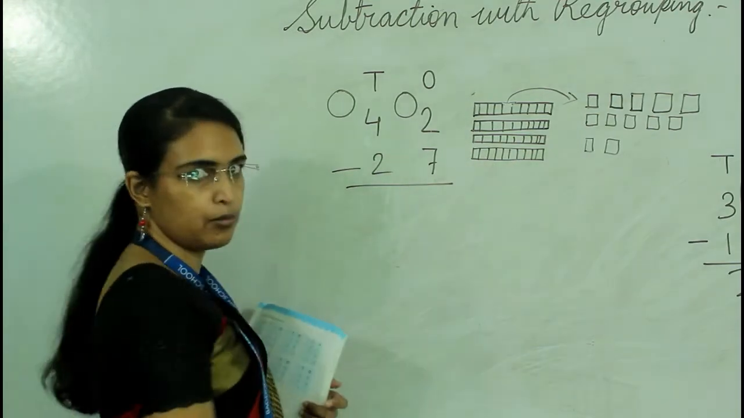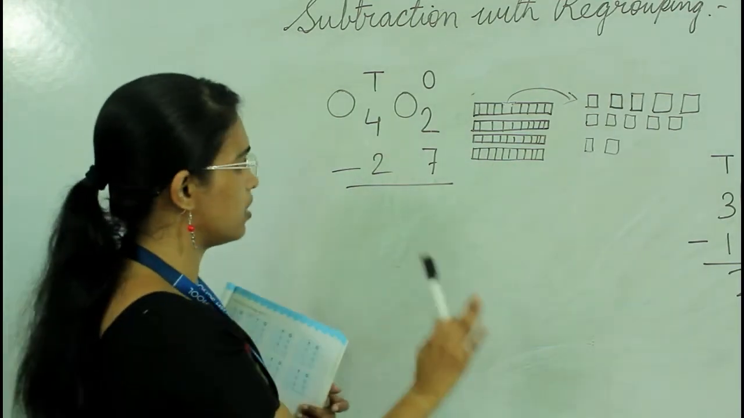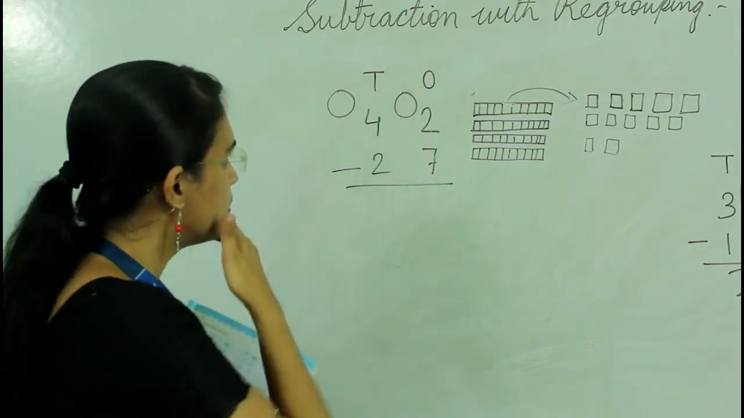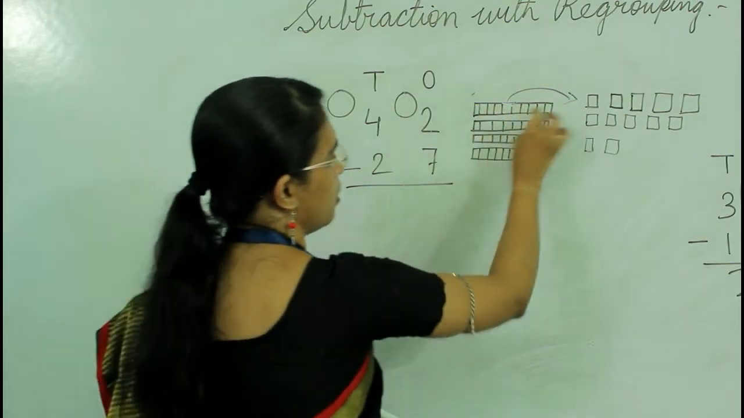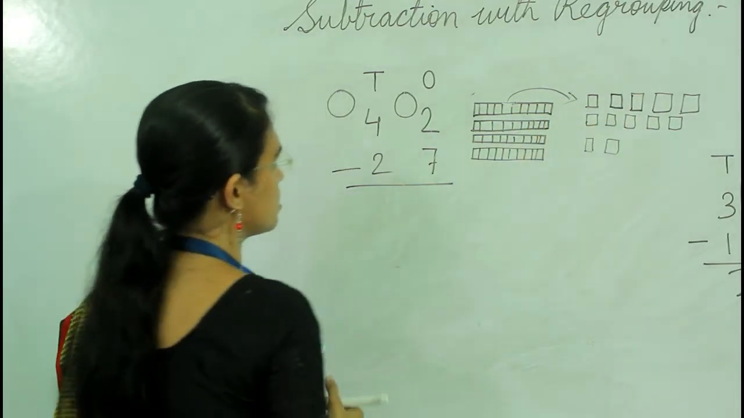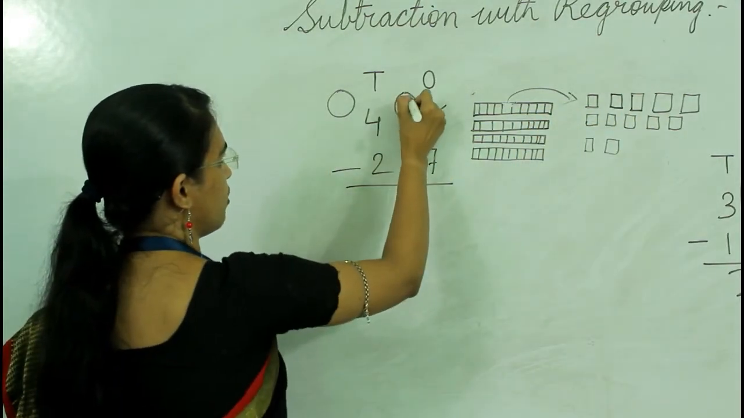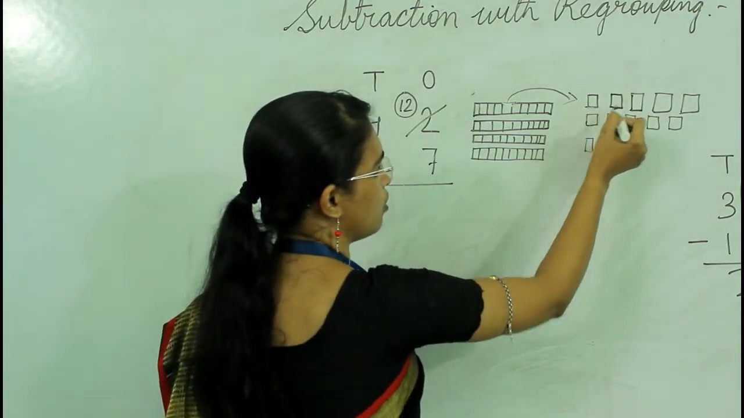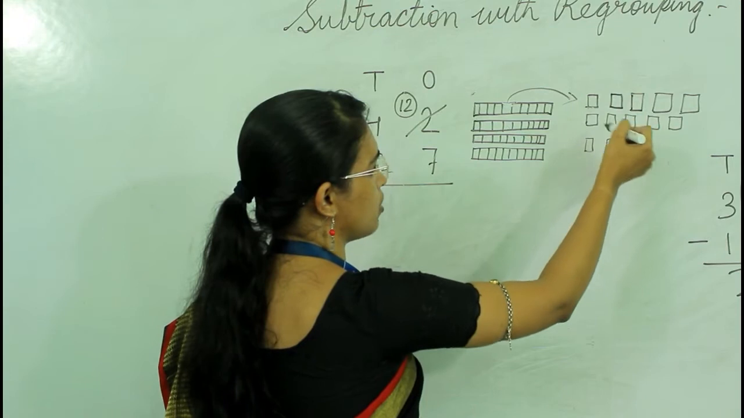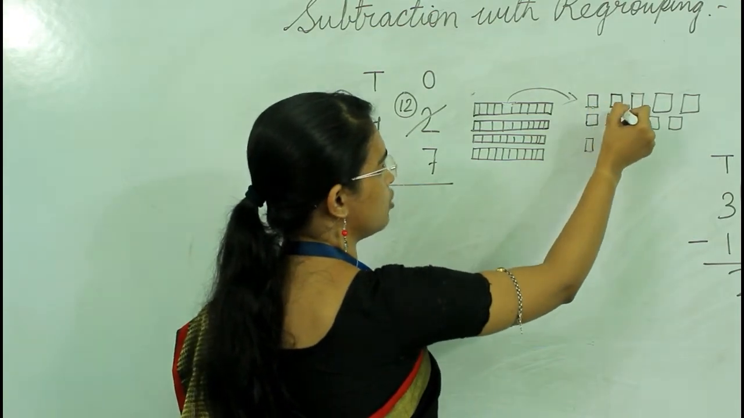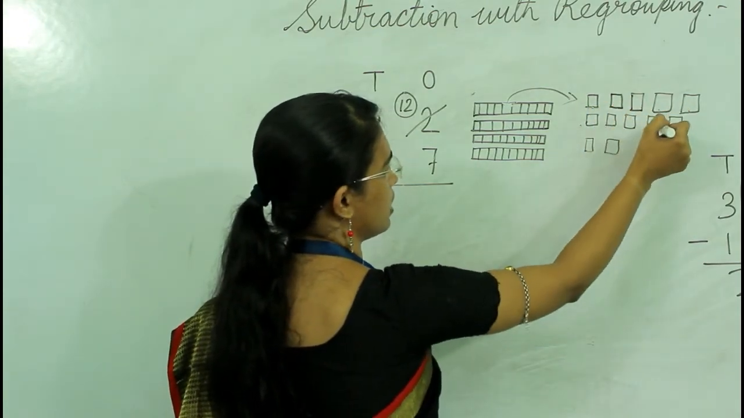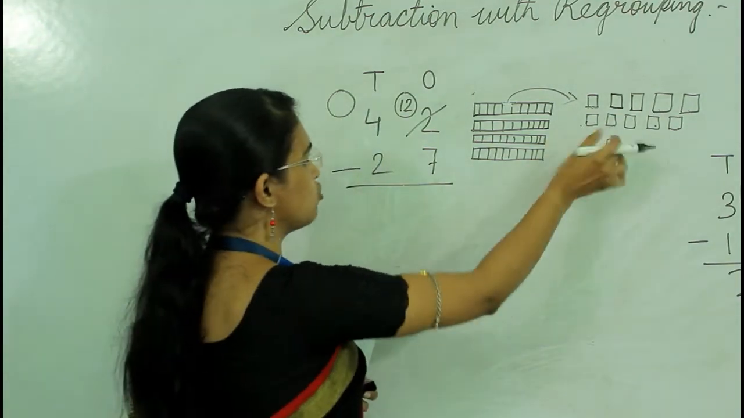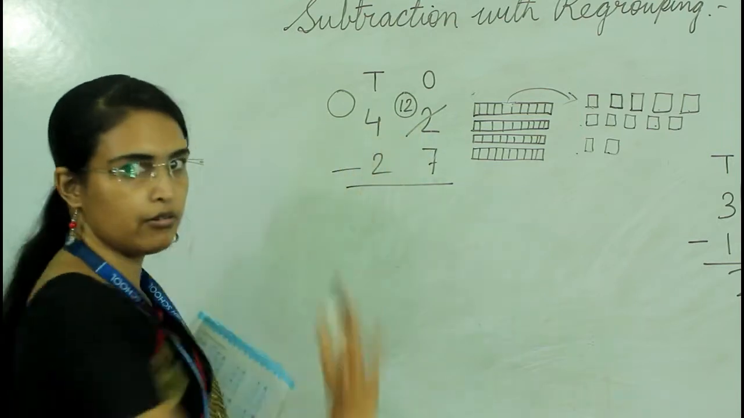After putting all the blocks and groups in their places, what do we have to check? We have to check the ones place. So when we put this group in the ones place, it becomes 12. When you count all the blocks together, what will the answer be? 1, 2, 3, 4, 5, 6, 7, 8, 9, 10, 11, 12. So we have in the ones place how many blocks? 12. So I have written here 12.